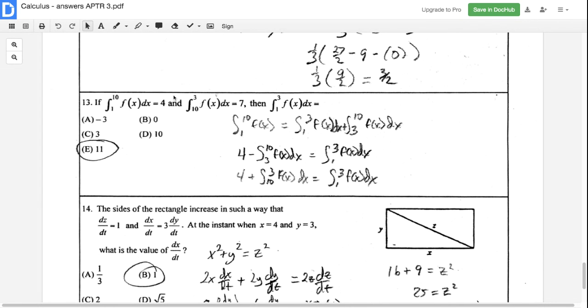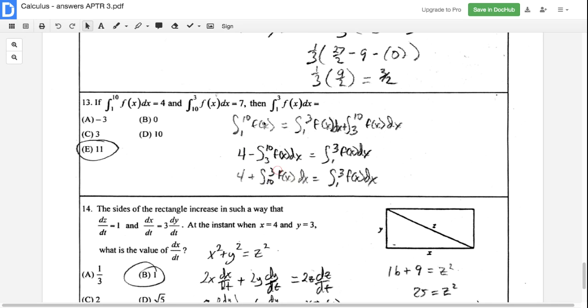All right. So we have the integral from 1 to 10 of f of x dx equals 4. We have 10 to 3 of f of x dx equals 7. And we have 1 to 3 of f of x dx is what we're looking for. So 1 to 10 is going to be equal to 1 to 3 plus 3 to 10. Well, instead of 3 to 10, we have 10 to 3. Okay. And I moved that over. And because this is backwards, I went ahead and switched it, which changed the negative to a positive.